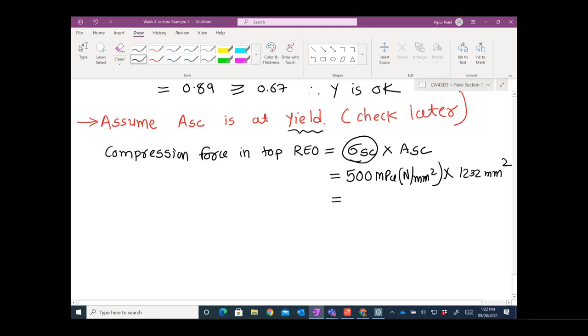So if you use the calculator, you will get 616000 Newton force that is taken by the top Rio, right? But the condition is they should be at yield. So this is the first one. Let's say how much compression force is taken by the concrete.